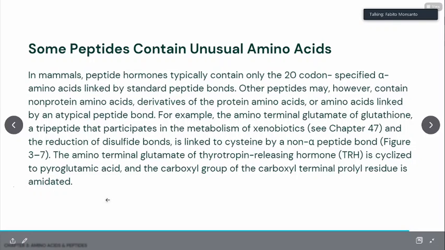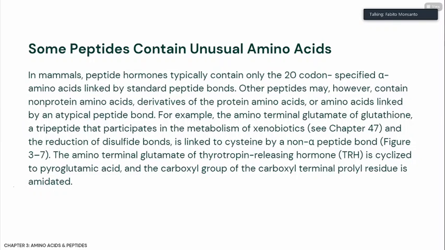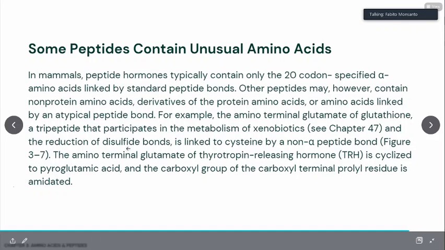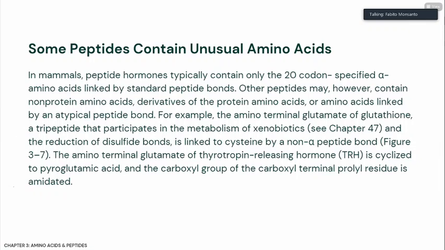So these are already amino acids that are modified through post-translation.